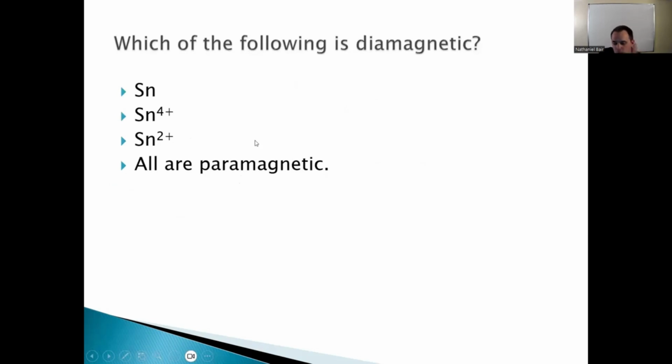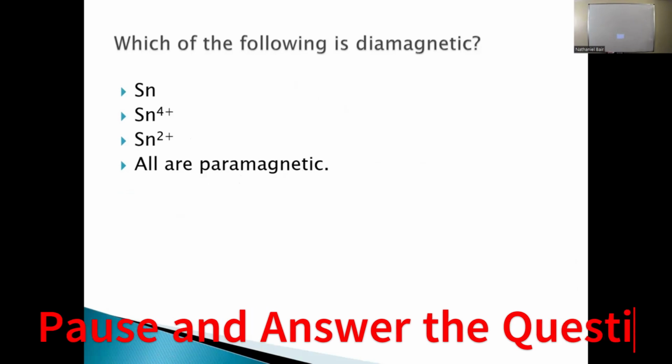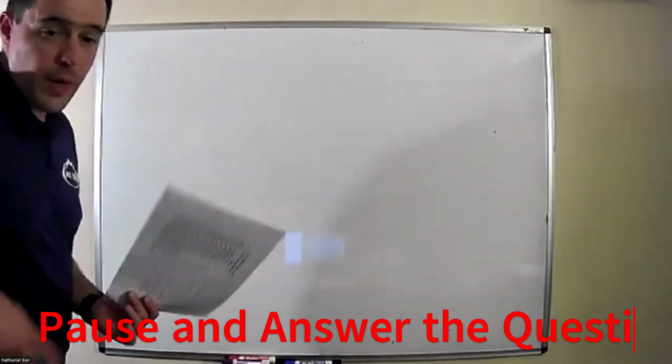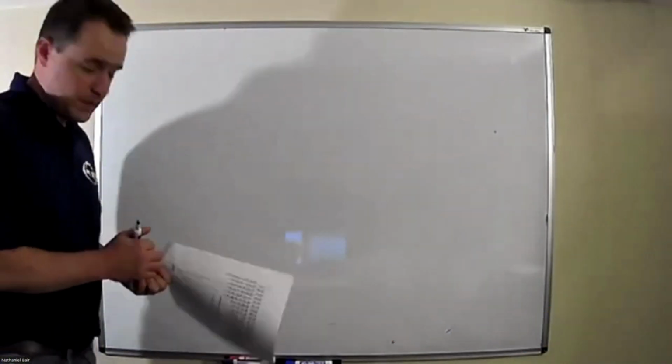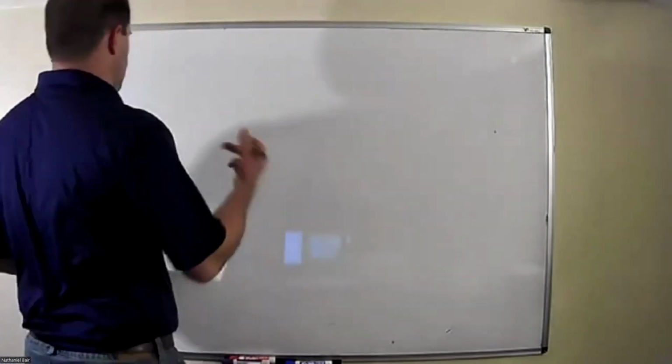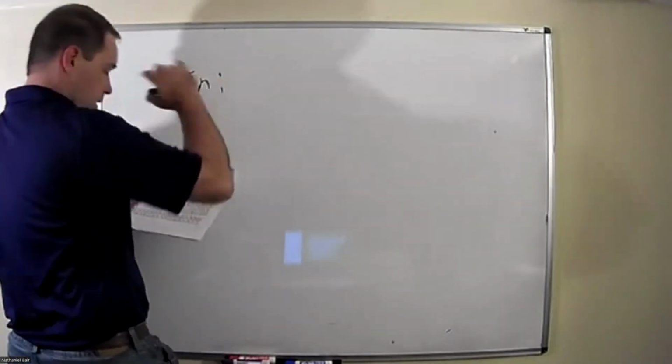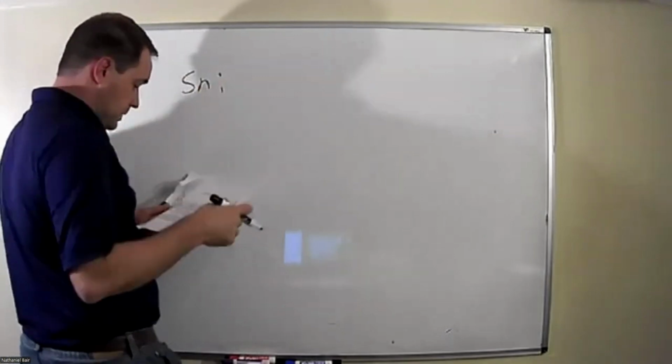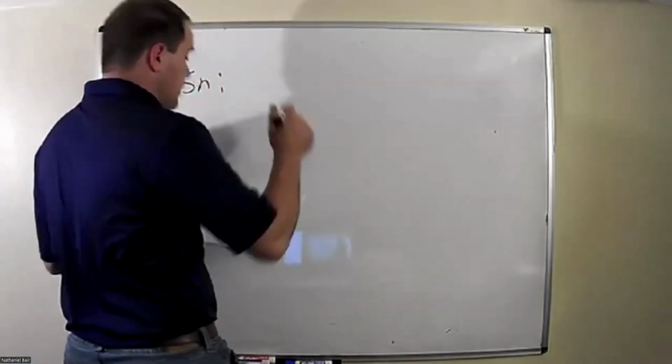Rock and roll. Which of these is diamagnetic? I would write out the noble gas configuration of these and try to see which has all its electrons paired up. You got this, folks. I would start by writing the electronic configuration of tin. Regular old tin is going to be a krypton in brackets.